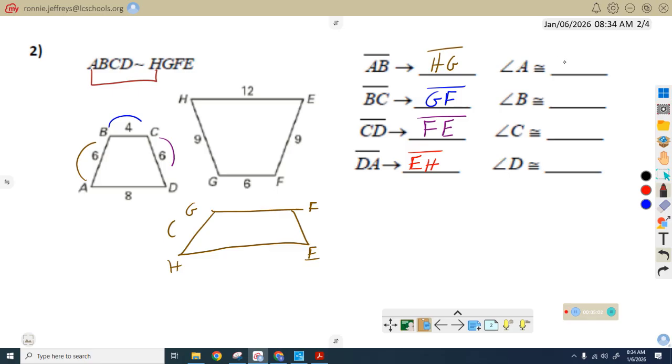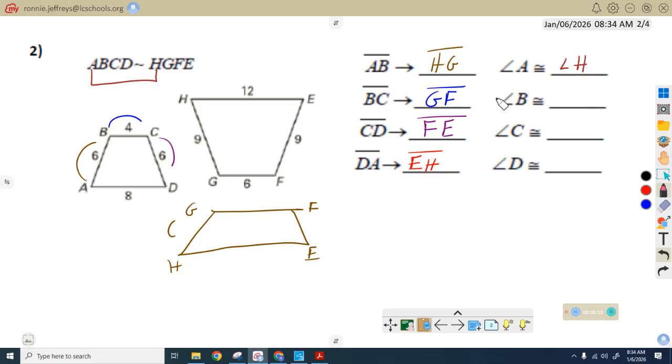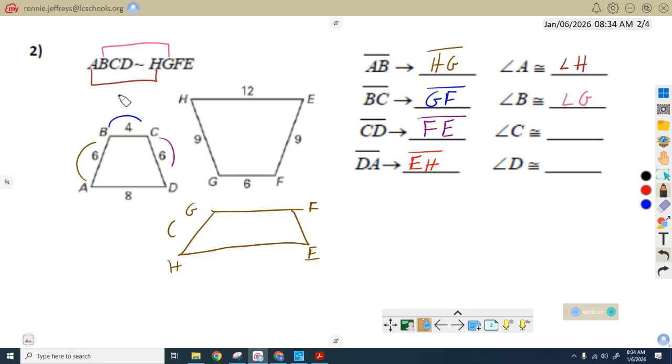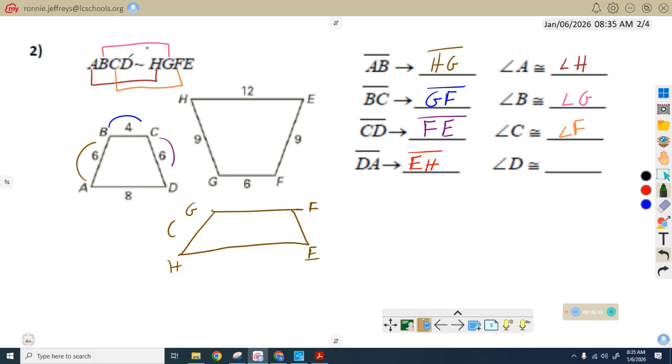So angle A is congruent to angle H. Angle B is congruent to angle G. C and F. Some of you are used to seeing that in your PowerSchool for your grades. And then D and E. All right.